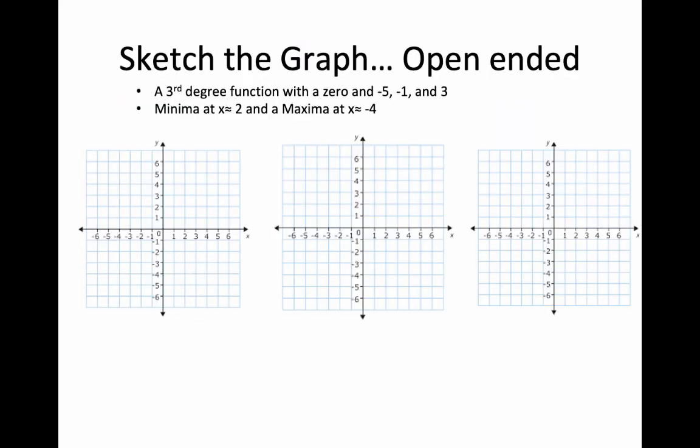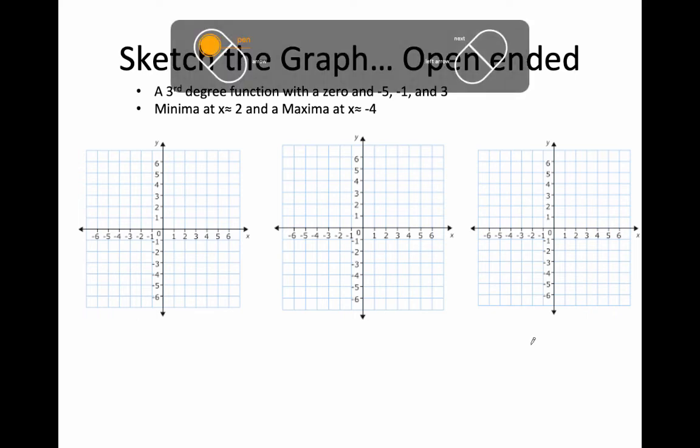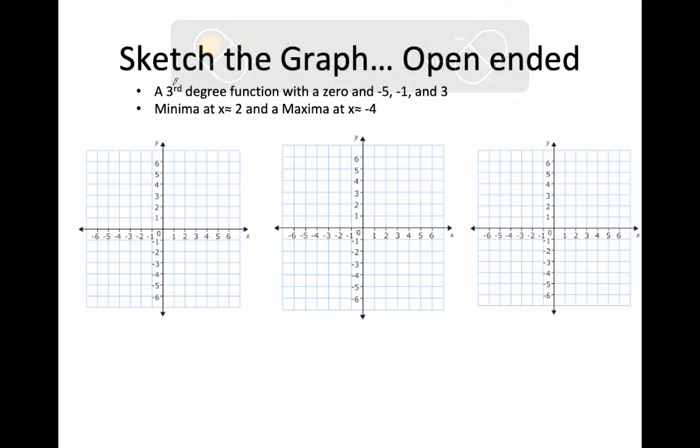Right here. Yeah, these are great problems. I don't think we need all these graphs. We just need one. It says graph a third degree function, degree 3, with these 3 zeros. I'm going to go -5, -1, +3, and a minimum at 2. So a minimum at 2. I'm just going to throw one down here. I don't know exactly where it is. And a maximum at -4.